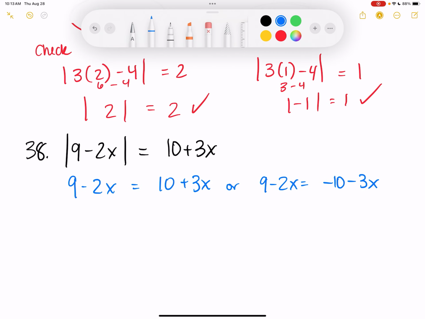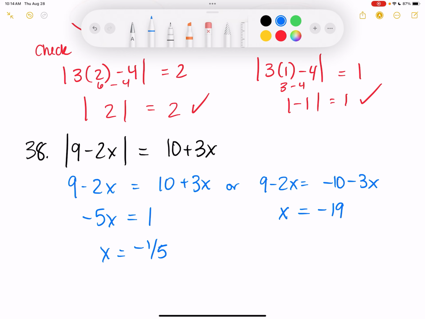So I'm going to move my x to the left, numbers to the right. Subtract 3x, I get negative 5x is equal to, subtract 9, so that's 1. So then x is equal to negative 1/5. Then over here on the other one, I'm going to do the same thing. I'm going to add the 3x over, so that's equal to x, and then negative 19. So those are my two values.